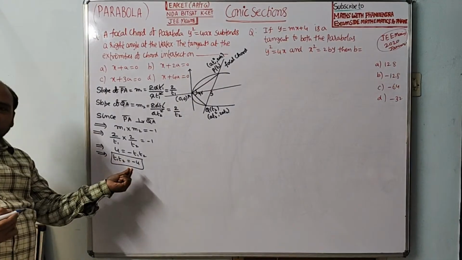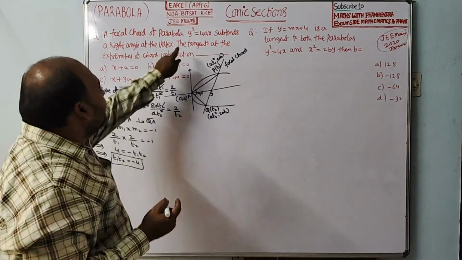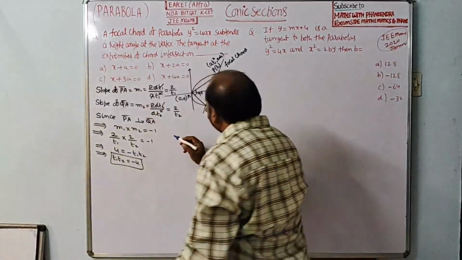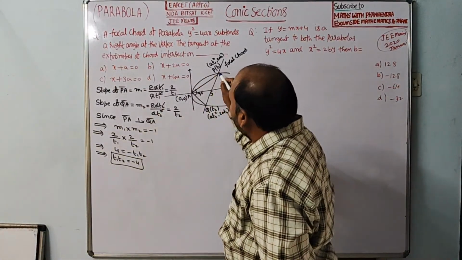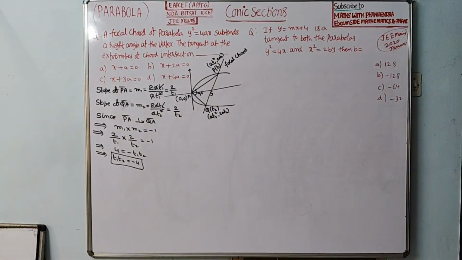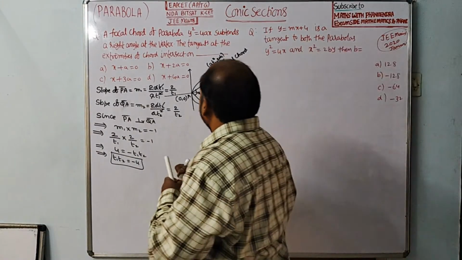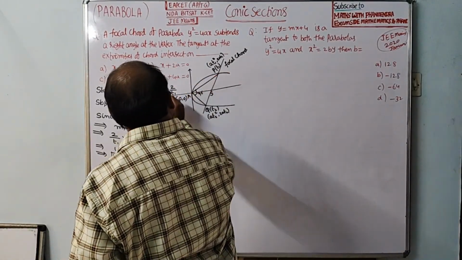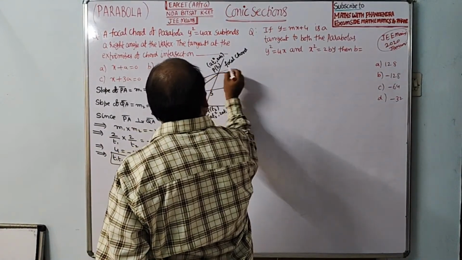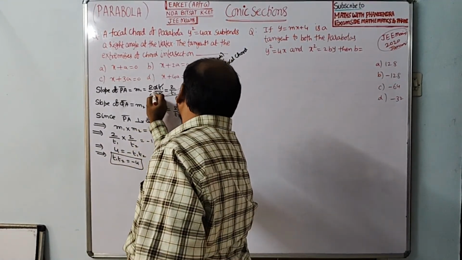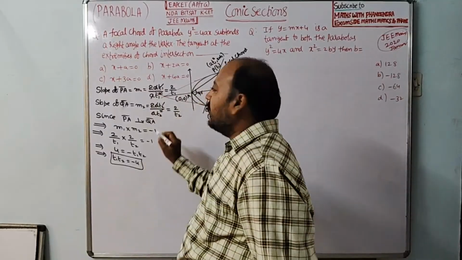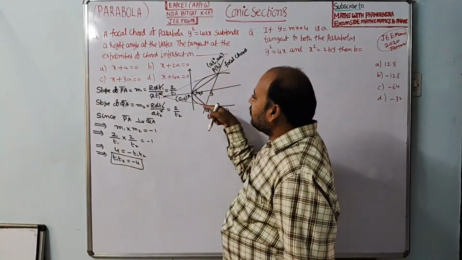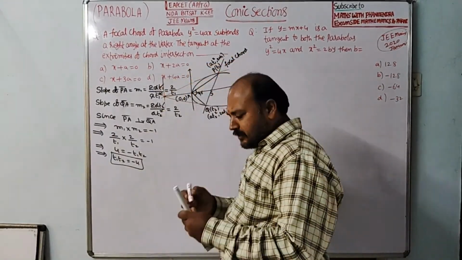What is the use of this one? They are asking the tangents at the extremities of the chord intersect on. See, from here, I will draw with the other sketch. So from here, one tangent will be there. This is one tangent. This is another tangent. It is intersecting on it. The point of intersection of tangents. What is the point of intersection of tangents?